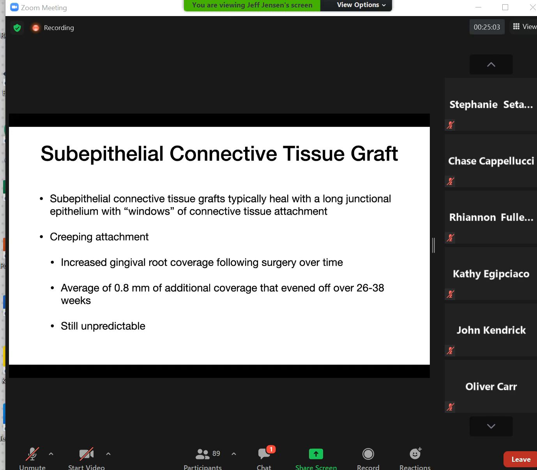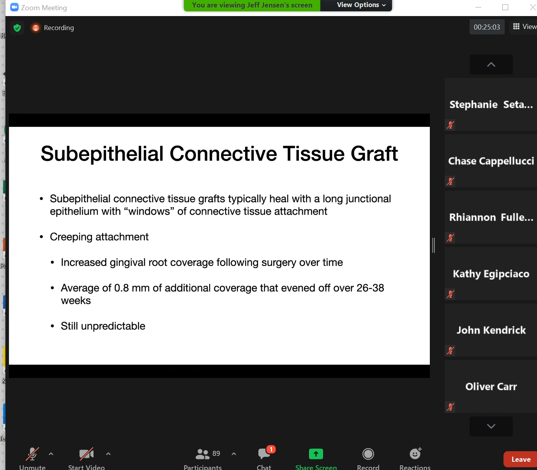There's also something called creeping attachment that has been noted in the literature, and this is noted as increased gingival root coverage over time following the surgery. So occasionally you'll do this graft, it'll heal. Typically I see people at 2 weeks and 6 weeks, and at that 6 weeks, everything's pretty much healed to where it's going to be. But you may actually see an increase in coverage over the space of a year to 2 years, or maybe even a little longer, but you may see up to a millimeter of additional coverage over time if it's clean and they do a good job. But it's very unpredictable, so it's not something that you can bank on.